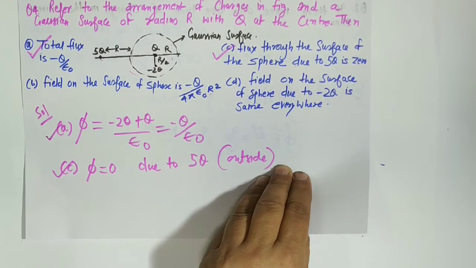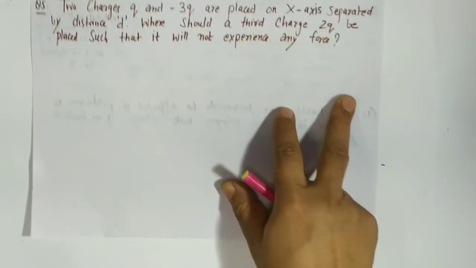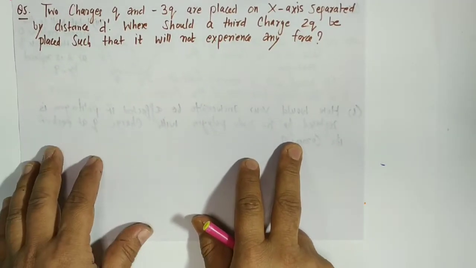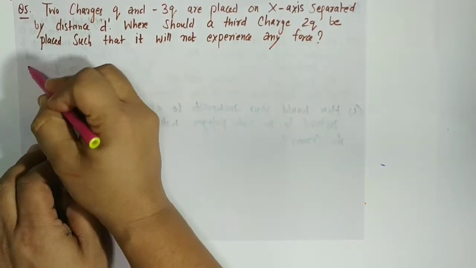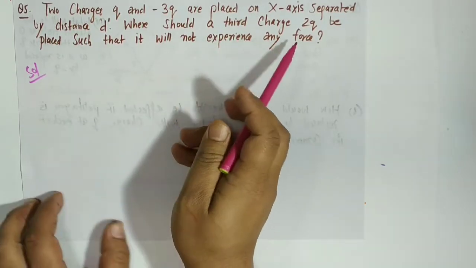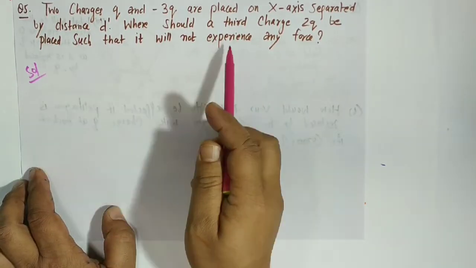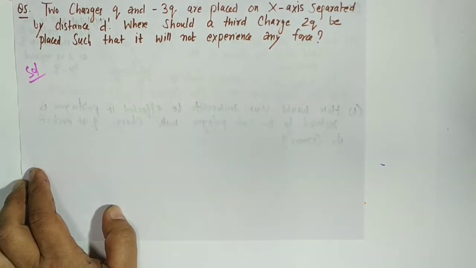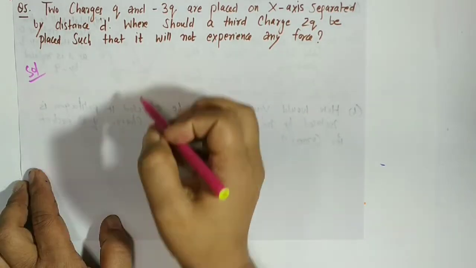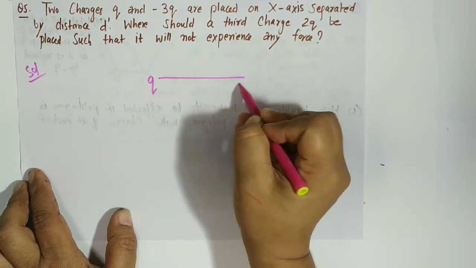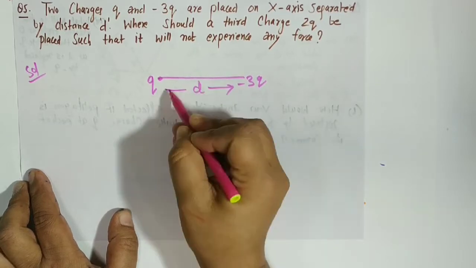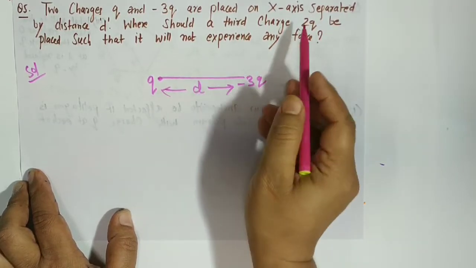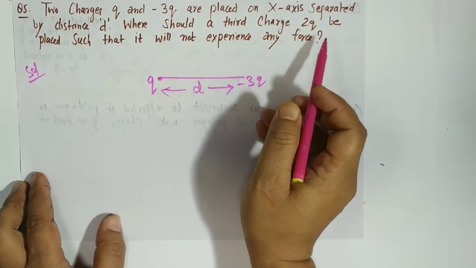Now question number 5 is from exemplar only. All these questions. 2 charges Q and minus 3Q are placed on x-axis separated by a distance d. Where should a third charge 2Q be placed such that it will not experience any force? We have done a lot of numerical based on this, but today again I am going to repeat it. There are 2 charges Q and minus 3Q and they are at d distance apart. Now you have to keep a third charge 2Q such that it will not experience any force.